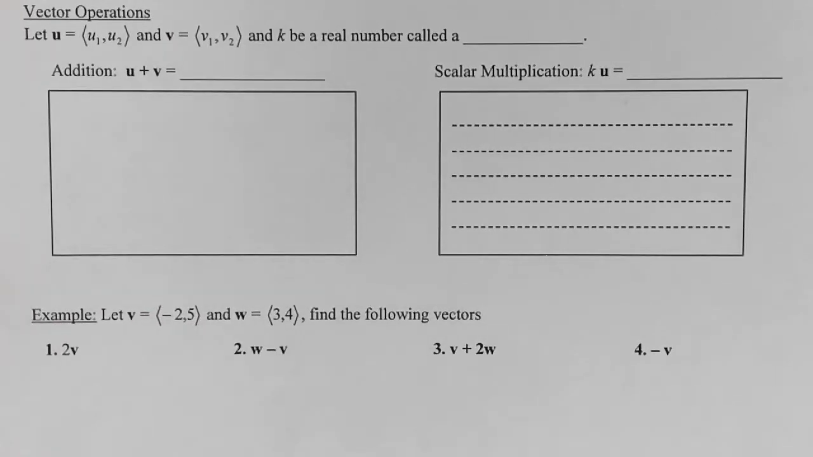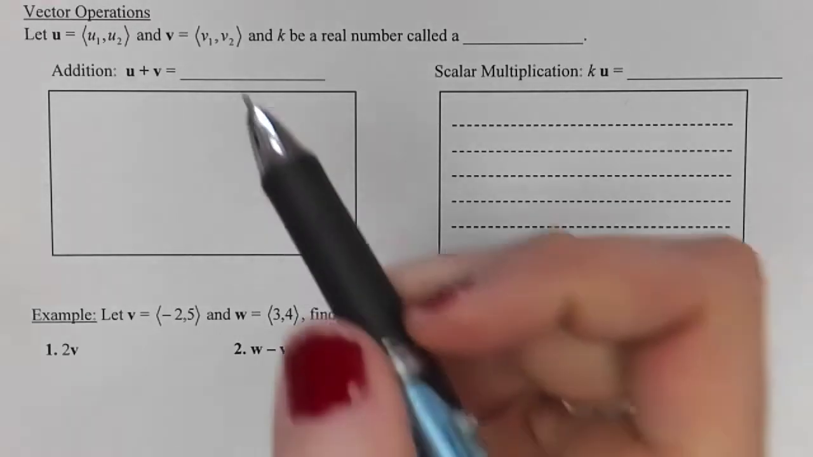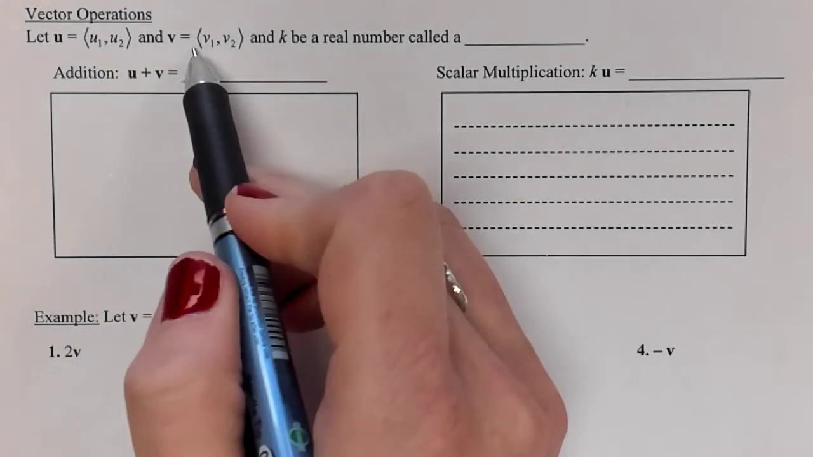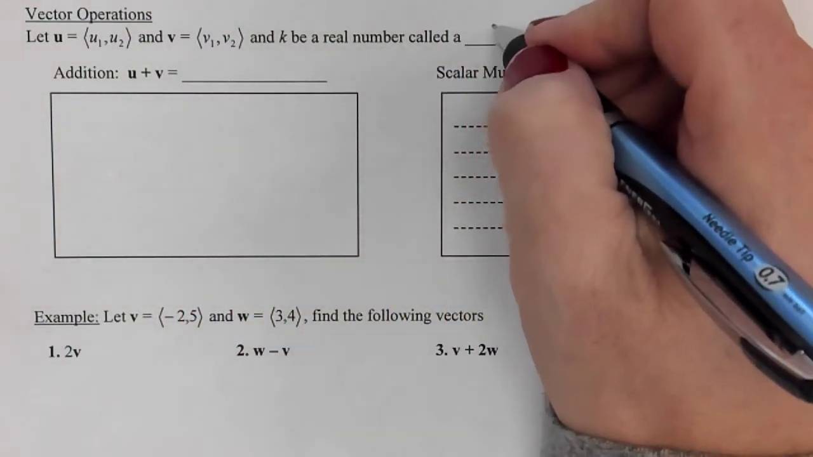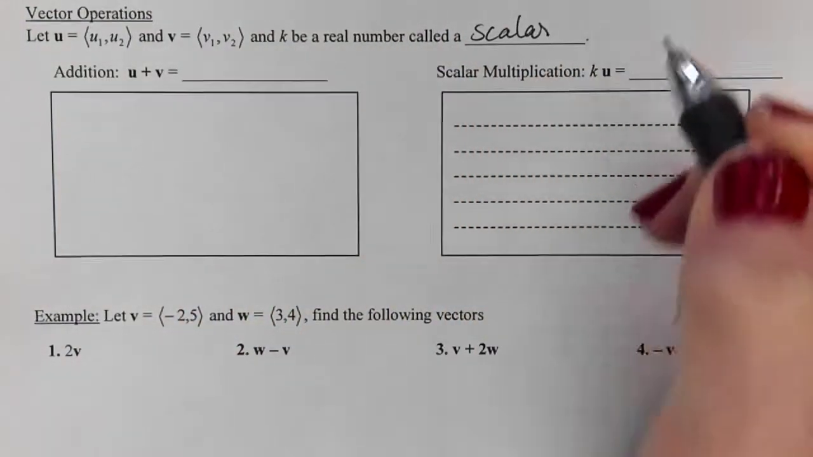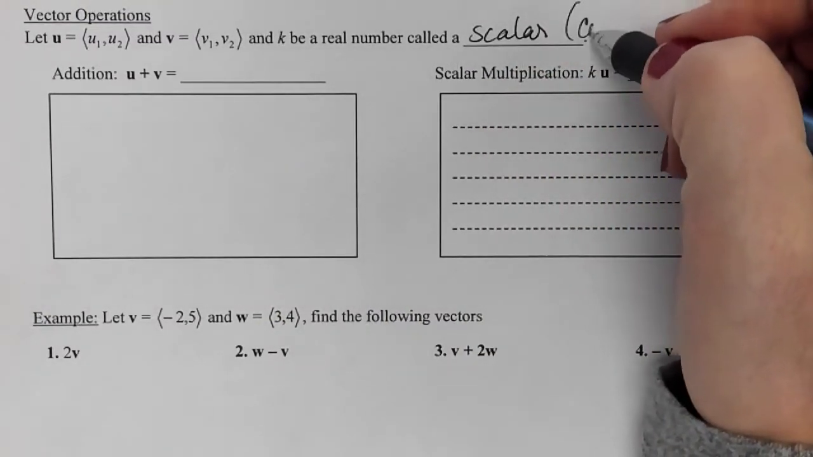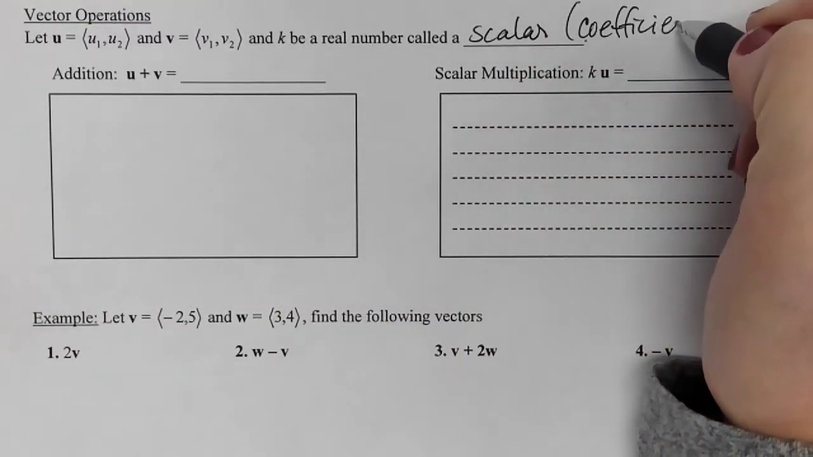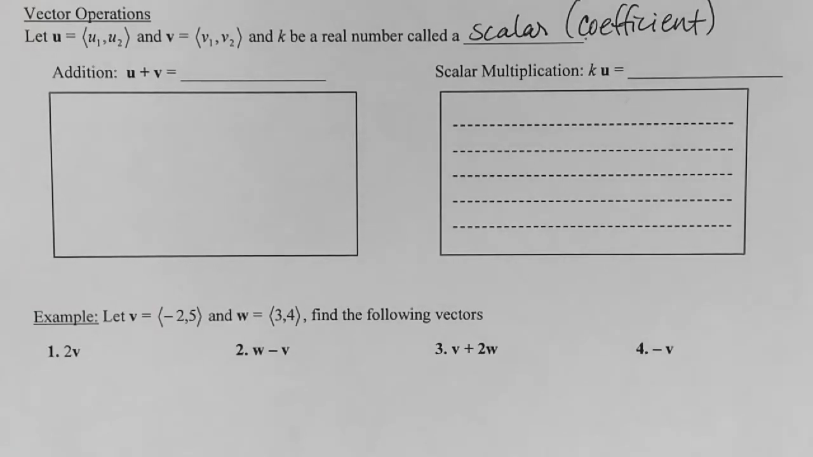Vector operations. So we've got some vectors and we want to start talking about what we can do with them. So here I've got 2 different vectors, u and v, and then k is a real number named a scalar. This is just something we're going to multiply by. We used to call it a coefficient. But for fun in vectors, we call it a scalar.